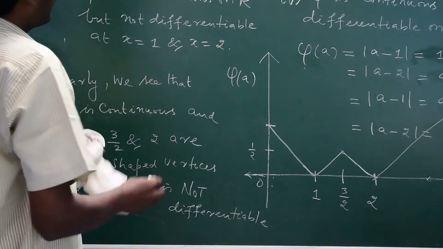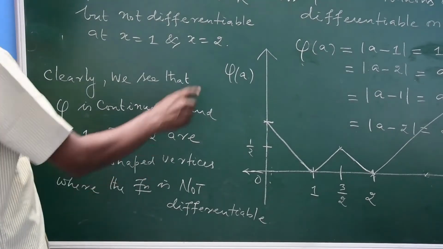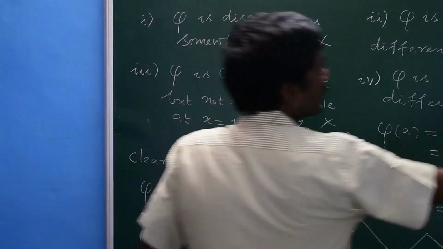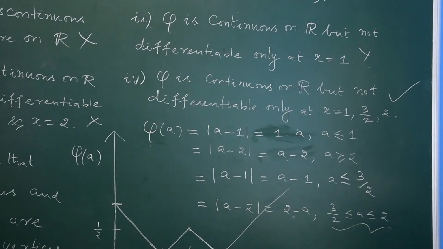This is because it is not differentiable. That means option 3 is false, because 3 by 2 is left out. This is false, and this is also false. Option 4 is correct.